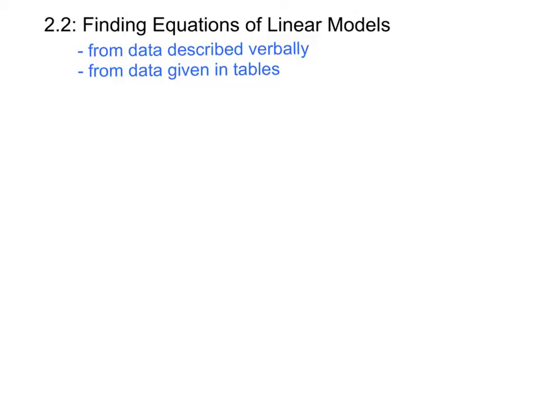In the last section, we found that many real-life situations can be represented using linear models. In this section, we're actually going to figure out how to find equations of these linear models. We're going to focus on two different situations. One where the data is described verbally, and then we're also going to look at how to do the same problem when the data is given in tables. We'll start with the situations that are described verbally.